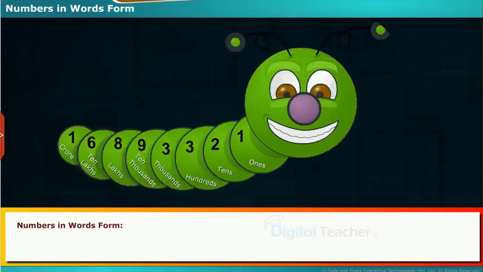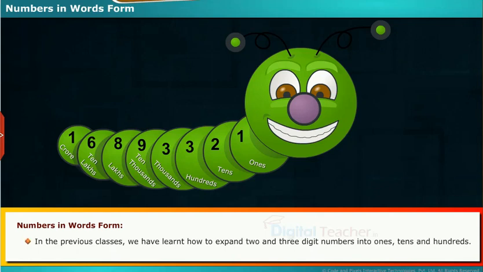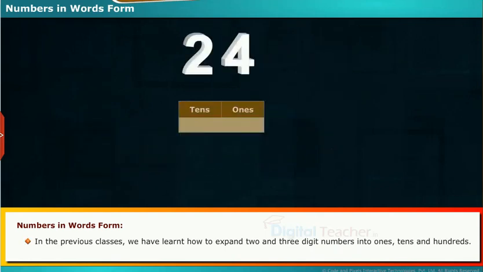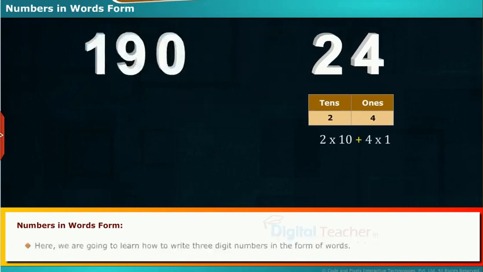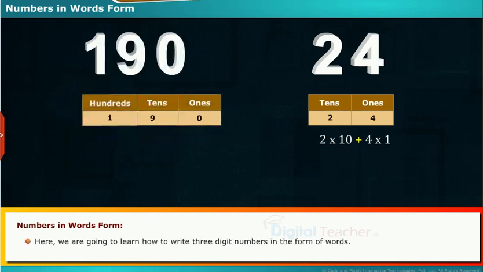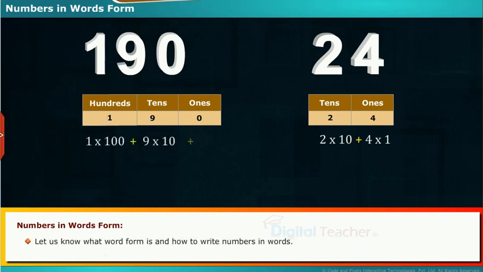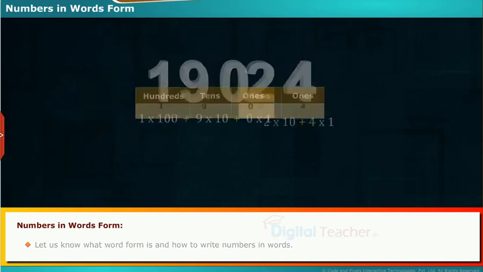Here, let us learn how to write the numbers in words form. In the previous classes, we have learned how to expand 2 and 3-digit numbers into ones, tens and hundreds. Here we are going to learn how to write 3-digit numbers in the form of words. Let us know what word form is and how to write numbers in words.